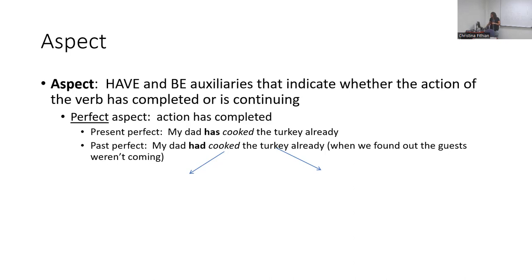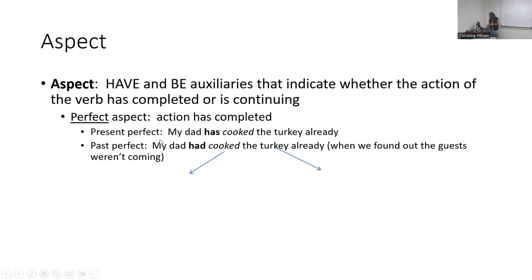So let's take a look at this sentence here. My dad has cooked the turkey already. In this case, we would say that we have auxiliary have. It's in present tense right now. We call this perfect aspect. So auxiliary have expresses perfect aspect.